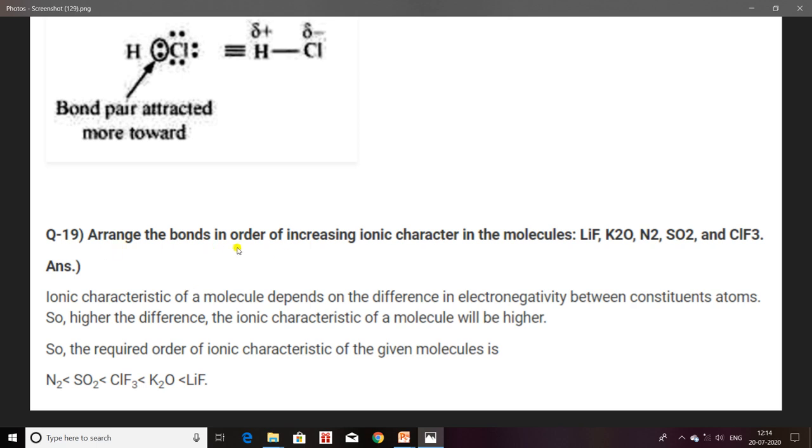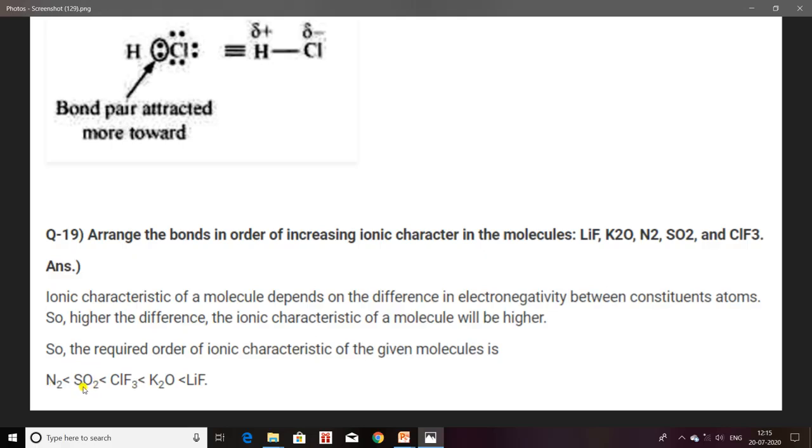Next question is, arrange the bonds in order of increasing ionic character in the molecules LiF, K2O, N2, SO2 and ClF3. Ionic character depends upon the electronegativity difference between two atoms. That means we have to see the electronegativity difference between lithium and fluorine, potassium and oxygen, nitrogen, sulfur and oxygen, and chlorine and fluorine. The higher the difference, the higher the ionic character of the molecule will be. So you will observe here that the nitrogen molecule has the least ionic character because these two atoms, nitrogen, are the same. So there is no electronegativity difference.